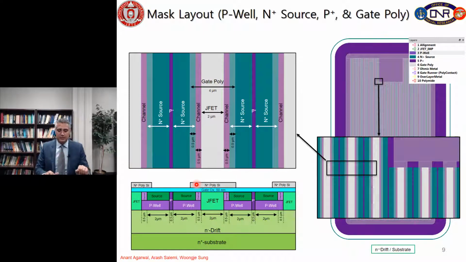This overlap actually depends on the resolution of the lithography step that you are using. If you are, for example, using a stepper with 0.5 micrometer resolution, then you need at least 0.5 micrometer overlap here, as I mentioned.